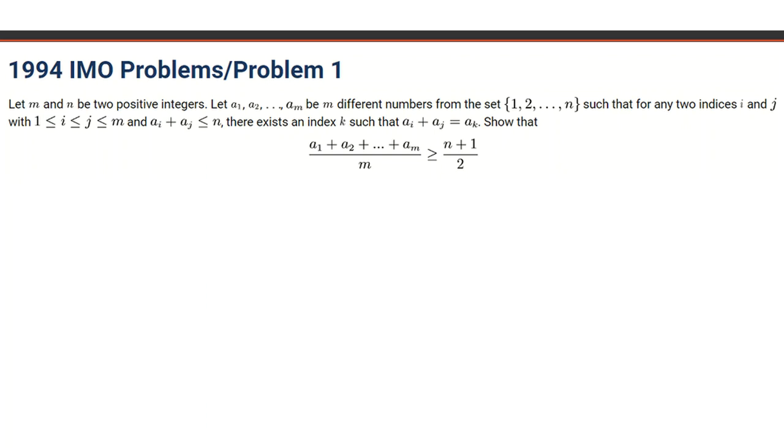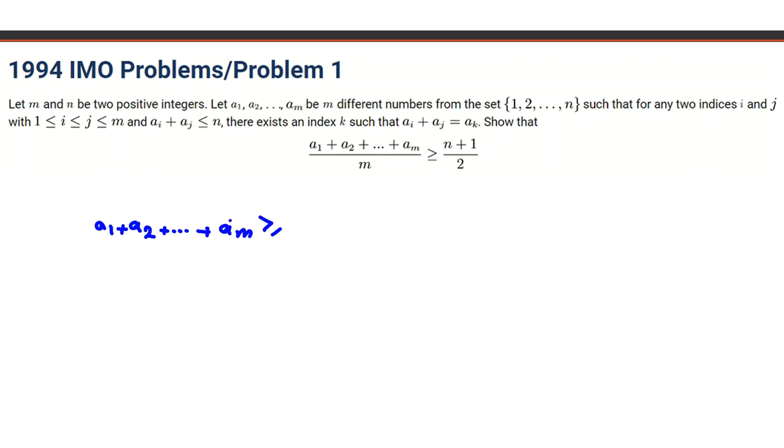And it says there exists, so it's a bit complicated, a lot of variables. So let's see. The problem says there exists an index k such that for any two indices i and j, there exists k such that ai plus aj equals ak. Show that we have this. So when I want to prove this, I say, okay, I should prove a1 plus a2 up to am.